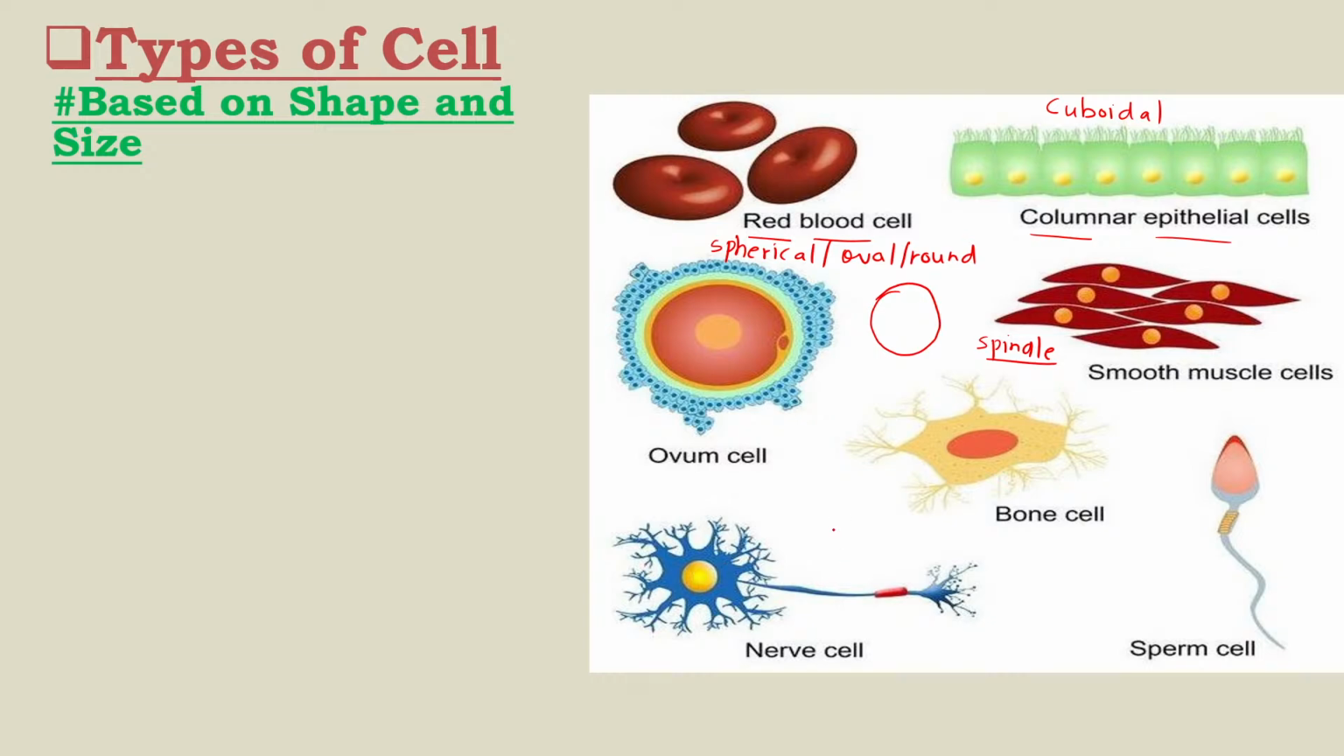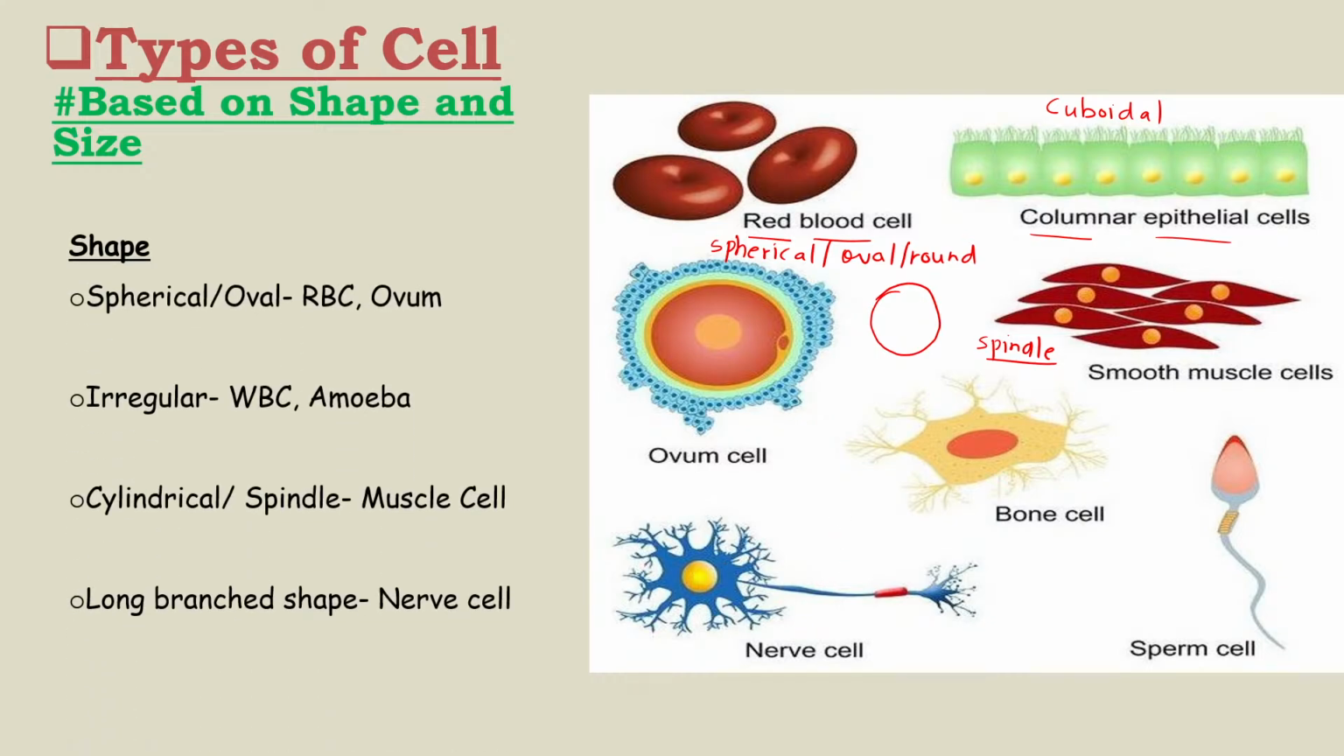So each cell, depending on the shape, there are different types of cells. Some cells are spherical or oval shaped, like I already told you, you can put RBCs and ovum under this group. Some don't have a proper shape at all. We know that amoeba comes into that group. Also WBC. What is the full form of WBC? Yes, that's a white blood cell, isn't it? So white blood cell also doesn't have a proper shape, so it is also irregular.